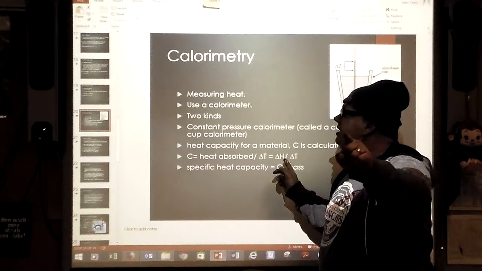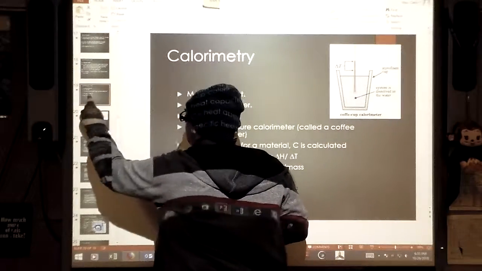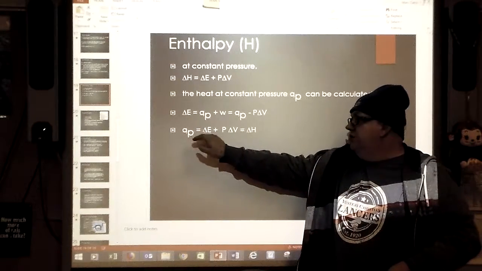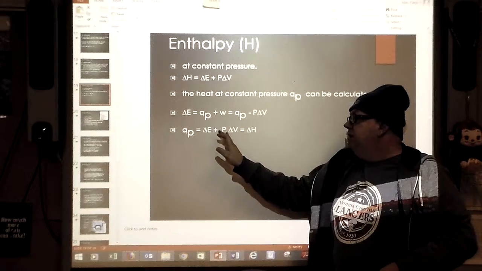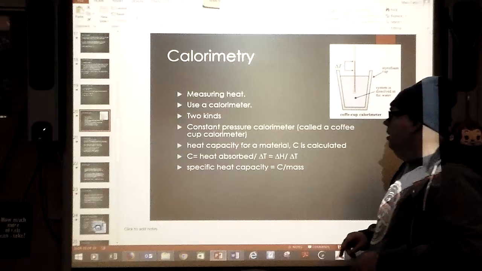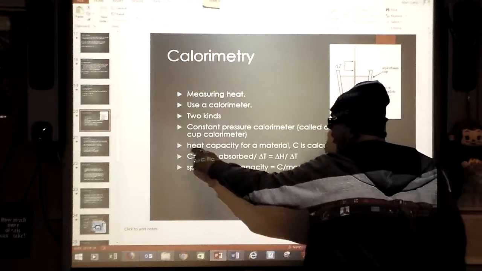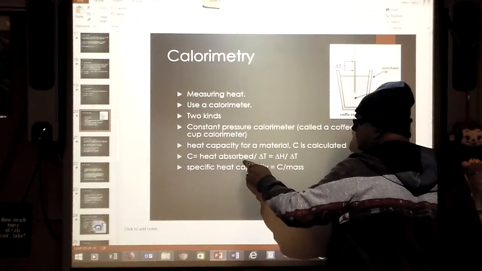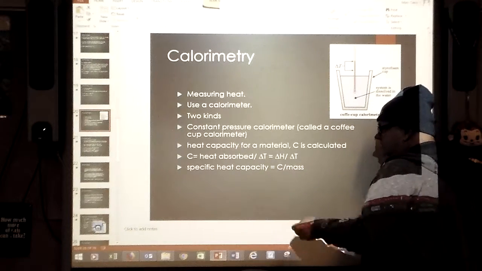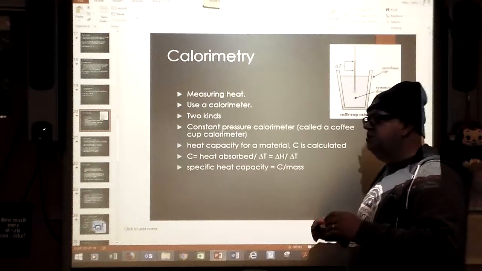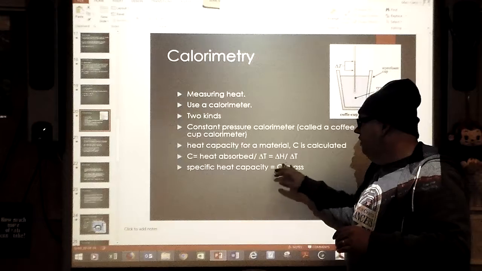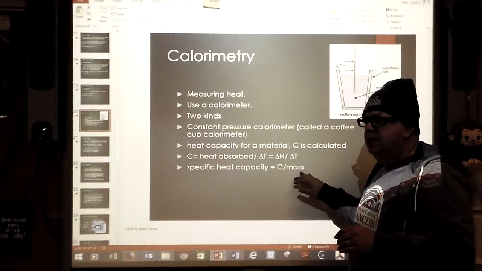otherwise known as delta H. Wait, where did we see that delta H before? Here. Heat at constant pressure is equal to the energy plus P delta V. That's where you saw it before. So when we look at it, C, our heat capacity, is heat absorbed divided by the delta T, which is equal to delta H divided by delta T. So when we look at a specific heat capacity, we look at the heat capacity divided by its mass.